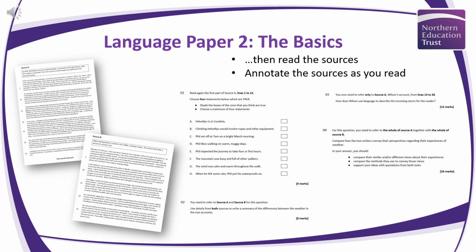So for these extracts, I can see the question 1 is about the first bit of source A, which is perfectly normal. Question 2 is about both sources, and again, that's the way it always works. And question 2 focuses on the differences between the weathers in the extracts. Question 3 is about source A, that's important for me to note, and it's focusing on lines 13 to 28, and it's about language to describe the storm. And question 4 is again about both sources, and is focusing on the people's experiences of the weather.